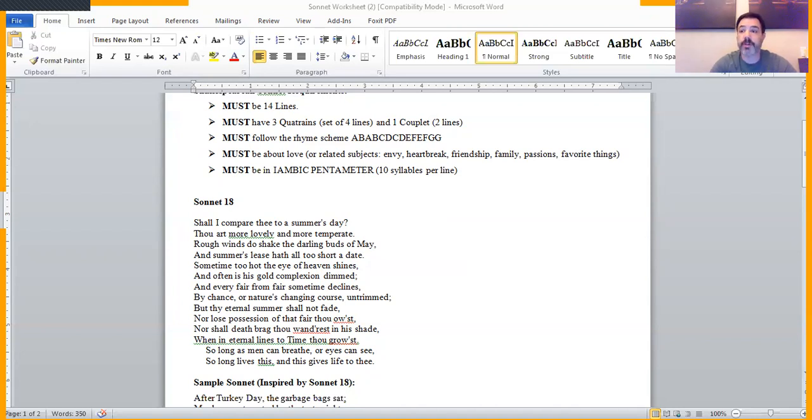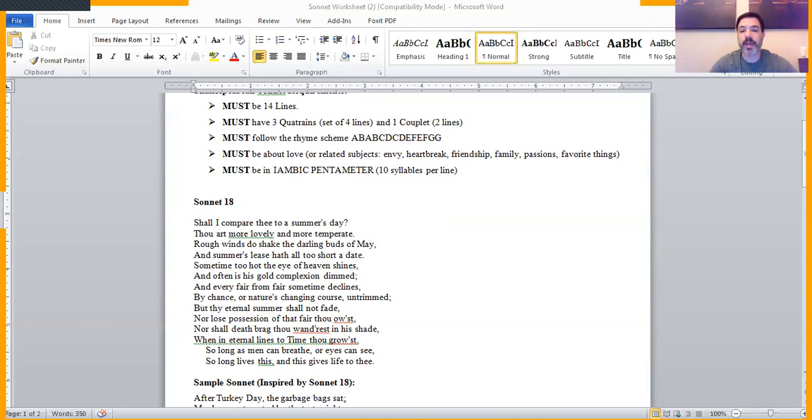All right, you follow me so far? Hopefully. The second quatrain, the second set of 4 lines in your poem. Shines. Shines doesn't rhyme with day or temperate, so it gets a new letter. Shines, declines. They rhyme, they get the same letter. Dimmed. Dimmed doesn't rhyme with any of those other ones, so it gets a new letter. Dimmed, untrimmed. They rhyme, they get the same letter. Now you start to see the pattern: A, B, A, B, C, D, C, D.